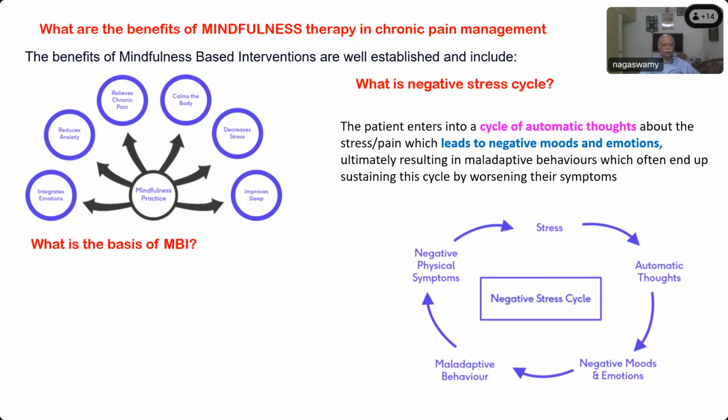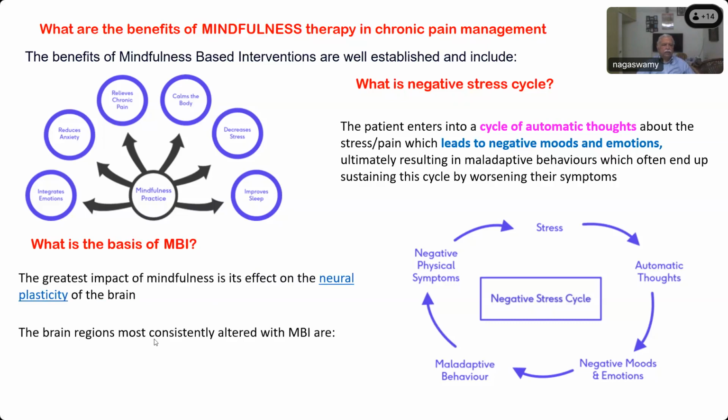So what is the basis of mindfulness based intervention? The short form is MBI, mindfulness based intervention. What is the basis? Of course, unless you have read the article, I don't expect the answer from you. The greatest impact of mindfulness is that it is causing what is called neural plasticity in the brain. So this mindfulness based intervention is causing neural plasticity in the brain.